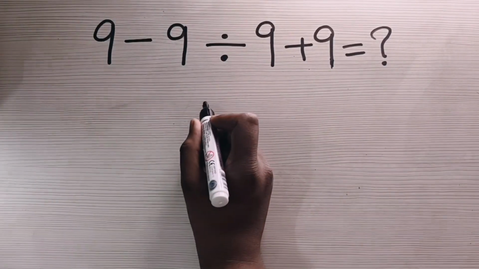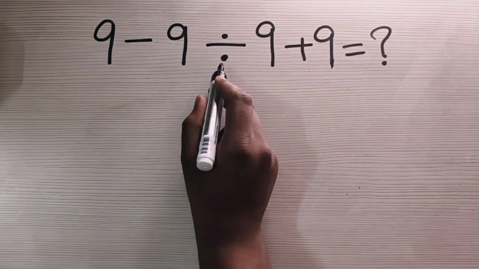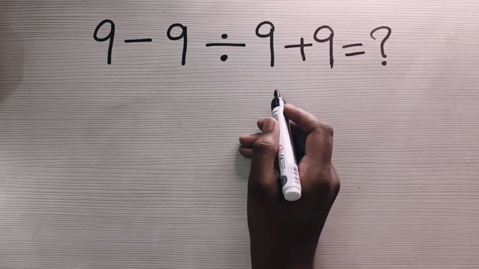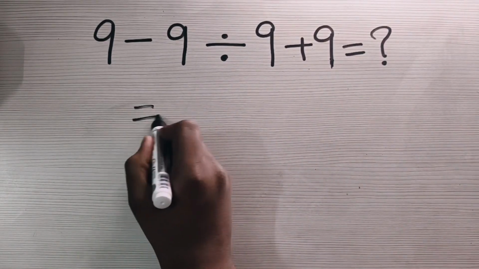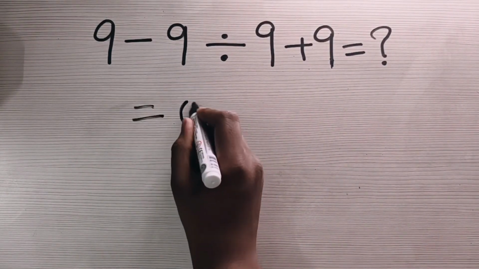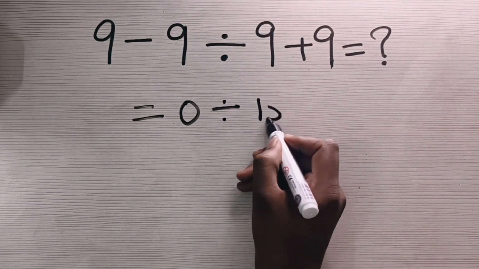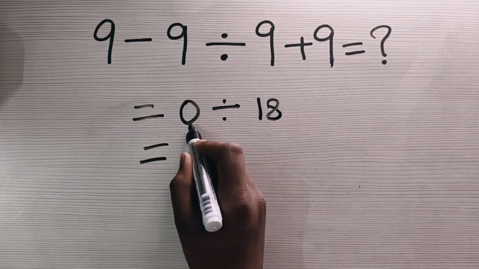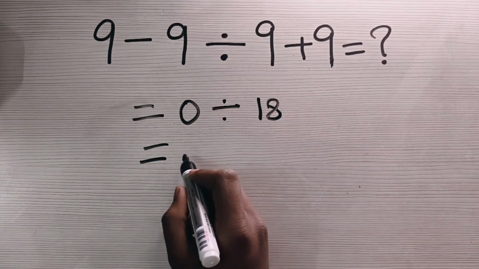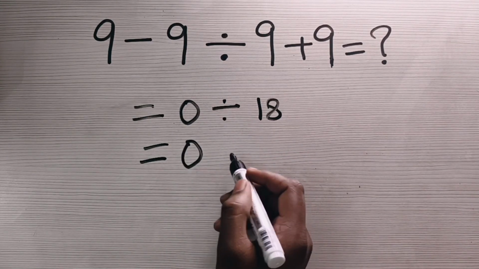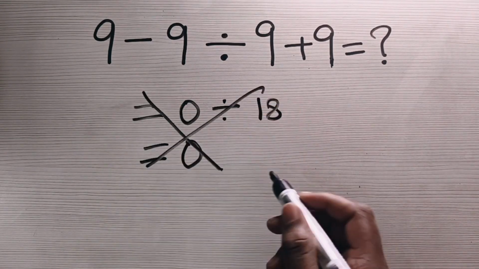Here we have to find the value of 9 minus 9 divided by 9 plus 9. So let's start. 9 minus 9 is 0, divided by 9 plus 9 is 18. So 0 divided by 18 is 0. But this is wrong. This is the wrong method.